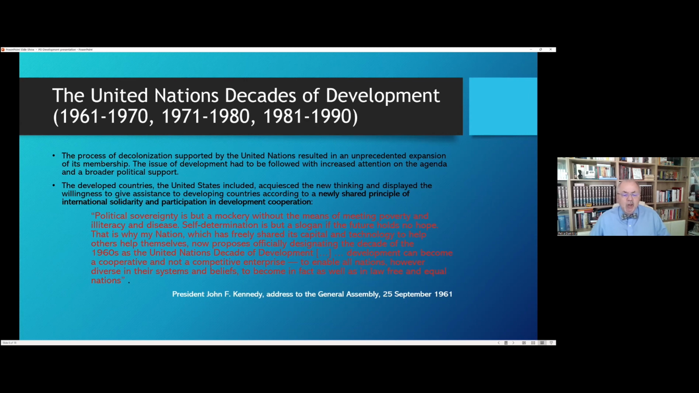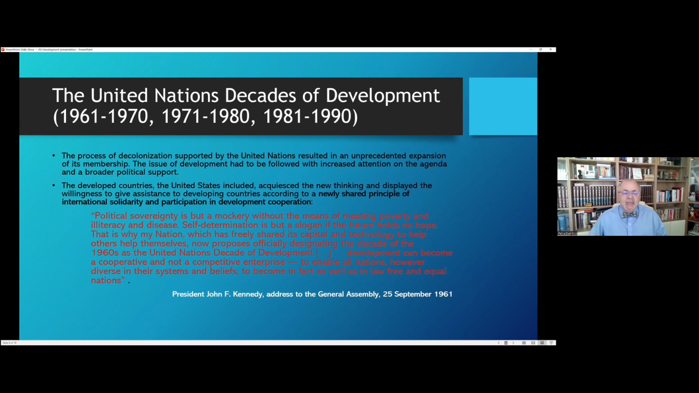He said, "Political sovereignty is but a mockery without the means of meeting poverty and illiteracy and disease. Self-determination is but a slogan if the future holds no hope. That is why my nation, which has freely shared its capital and technology to help others, now proposes officially designating the decade of the 1960s as the United Nations Decade of Development."